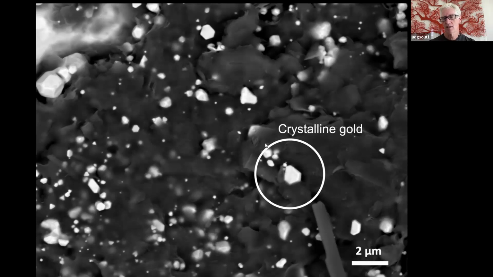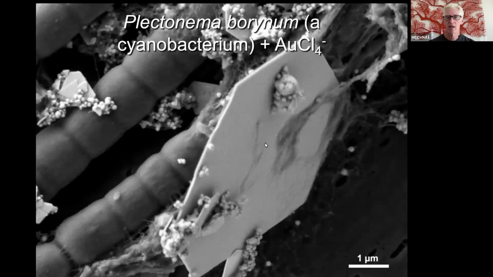And the crystalline gold in these natural materials was really exciting to us because we can make crystalline gold in the laboratory. So here's a cyanobacterium, Plectonema boryanum. When it's exposed to gold chloride, it precipitates the gold, it forms colloids. You can see little bits of exopolymer that's in there. And over time, we produce crystals that are microns to even tens of microns in size.